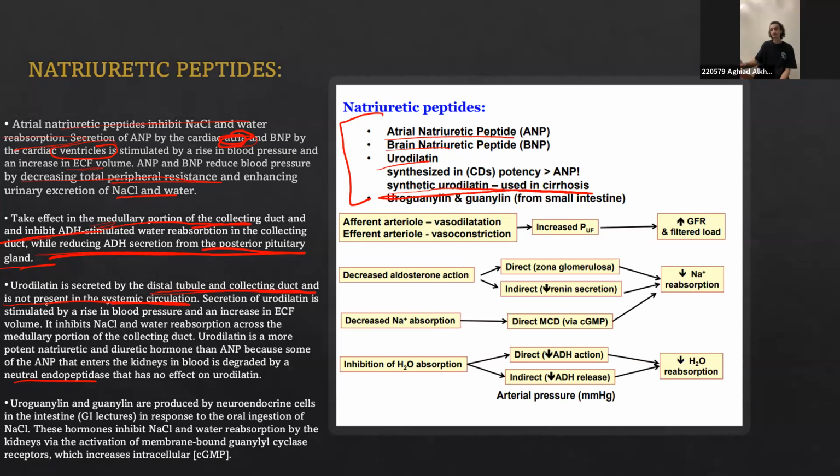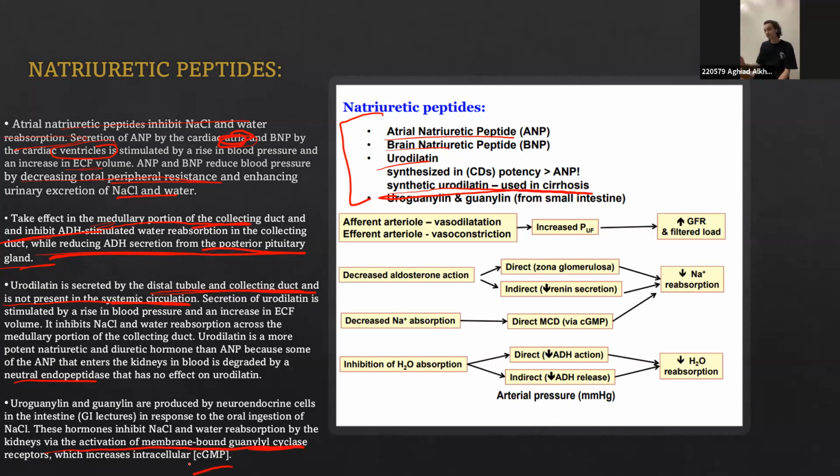Now on to the final one, the natriuretic peptides uroguanylin and guanylin, which are produced by neuroendocrine cells in the intestines. So they come from the intestines in response to the oral ingestion of salt. So the body is saying, okay, we're having a lot of salt, we can get rid of it. These hormones inhibit salt and water reabsorption again by the kidneys through this pathway, the activation of membrane-bound guanylyl cyclase receptors, cGMP and everything.